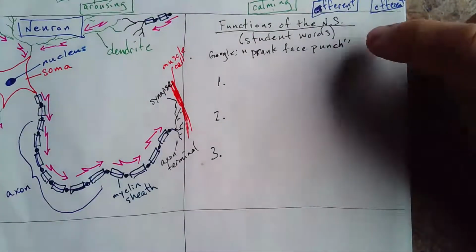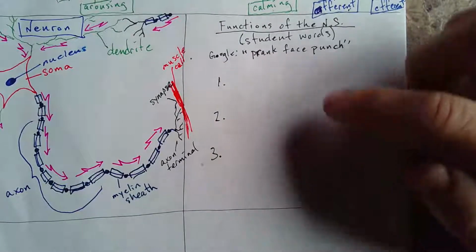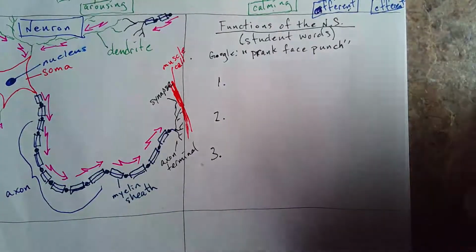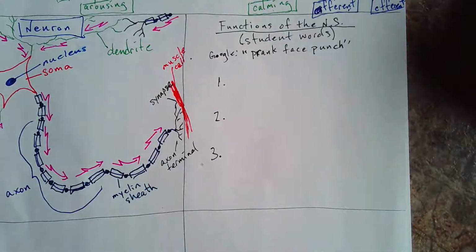Okay, watch that video. It's very short. It's like 10, 20 seconds or something like that. And then tell me what's going on in Tyrone's brain. 1, 2, 3 steps. Okay, pause the video now and do that.